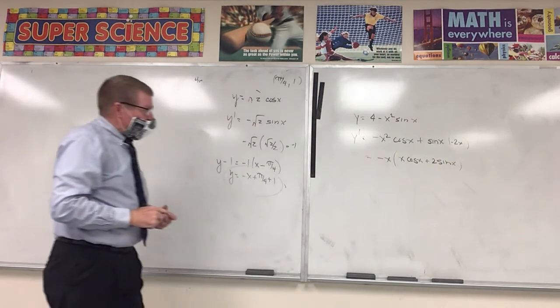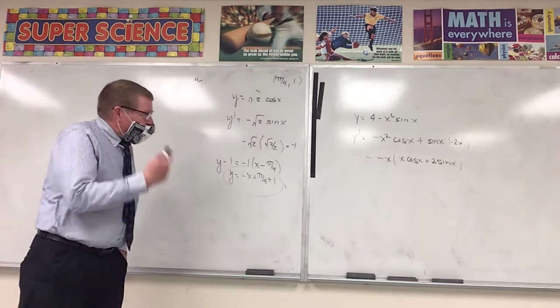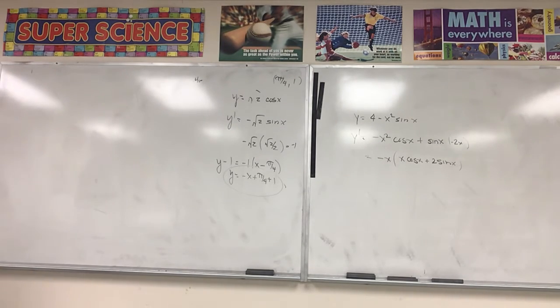But how come? Derivative of 4 would just be what? 0. Because the negative is 2x. Oh, wait a minute, I forgot the x, didn't I? No, I didn't, I took the x out, sorry. You didn't have to take the x out, you could have left it at negative x squared cosine x minus 2x sine x.